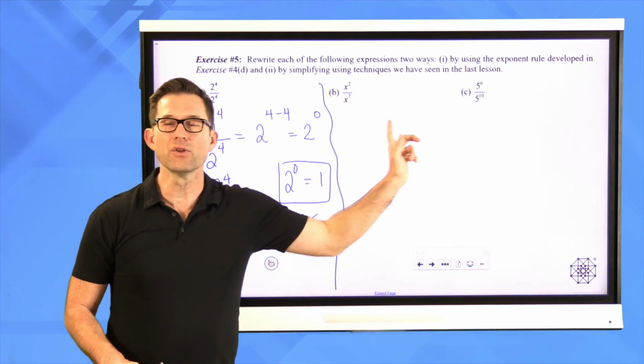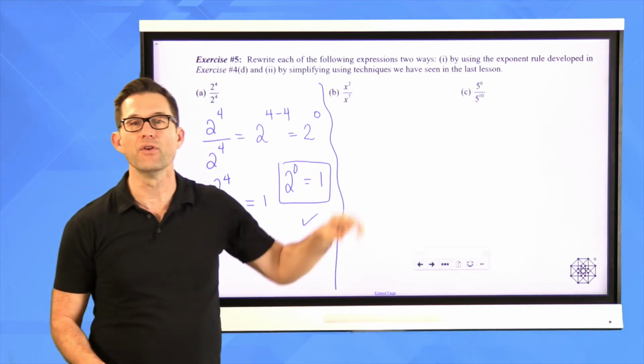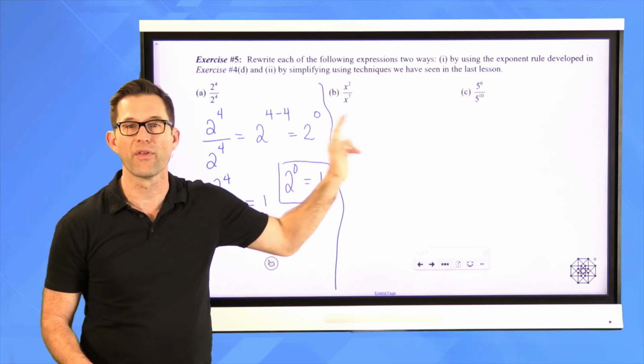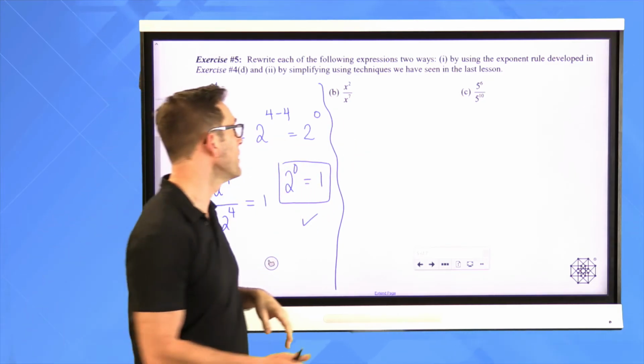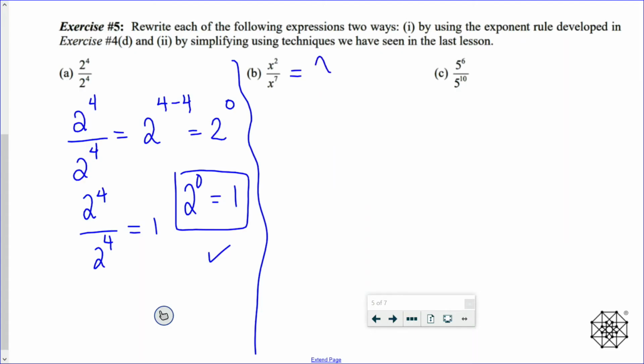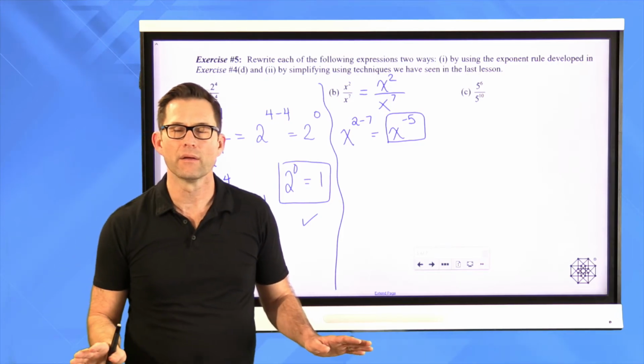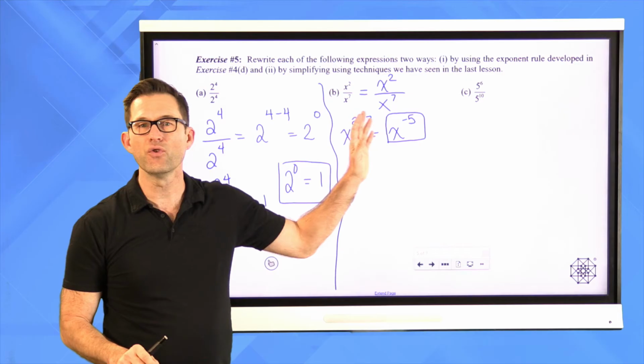But now let's look at two cases where the exponent in the numerator is literally smaller than the one in the denominator. Let's take a look at letter B. Here we've got x to the second over x to the 7th. Now the exponent property is always the power of the numerator minus the power of the denominator. So just using the exponent property, I'd get x to the 2 minus 7, which would be x to the minus 5th.